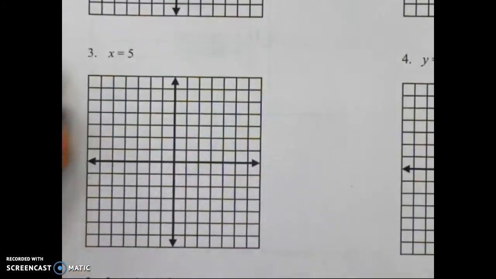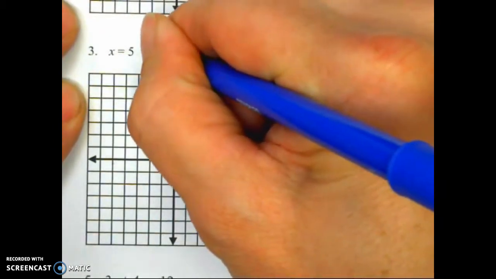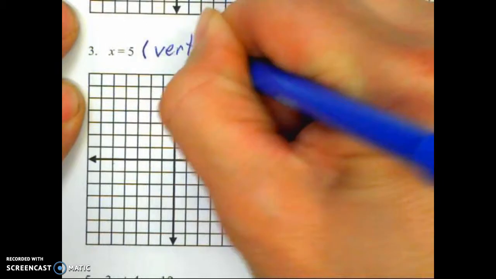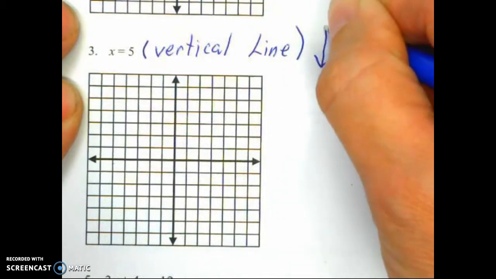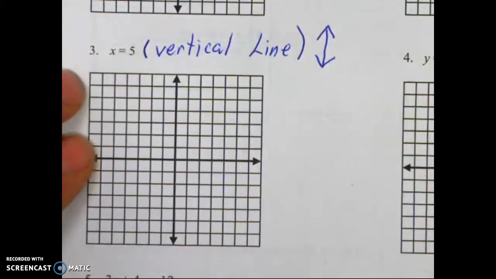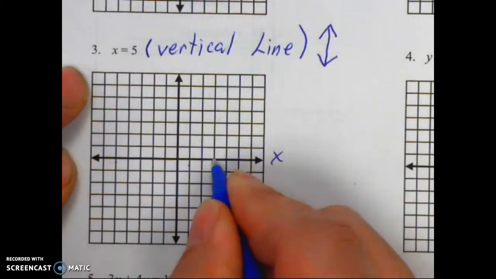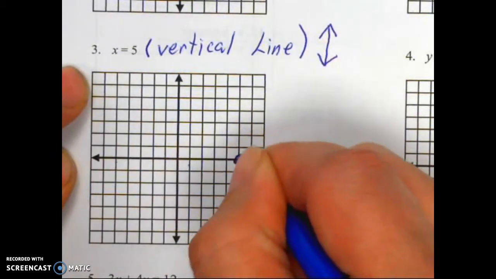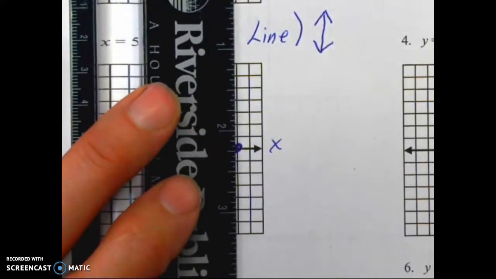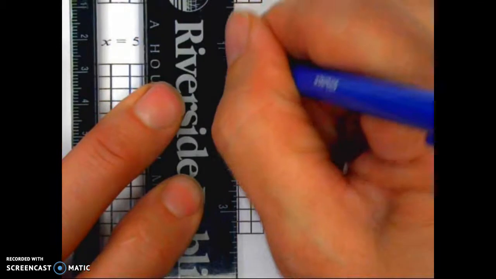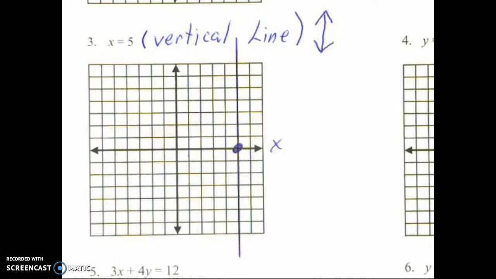All right. So if you ever see x equals right here, vertical line, which basically means up and down. If x equals 5, well, this is what it means. Go to 5. So here's my x-axis. So 1, 2, 3, 4, 5. Here's 5. You put a dot, but if everything equals 5, guess what? Take your ruler and just make a straight line up and down at x. Okay? Look how easy that one was.